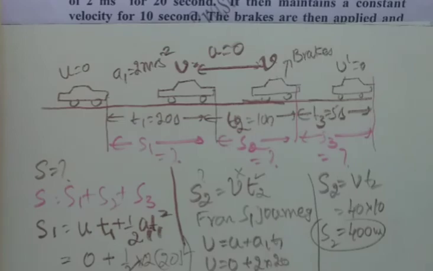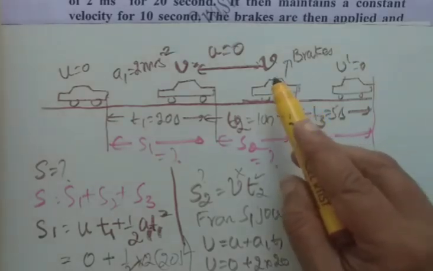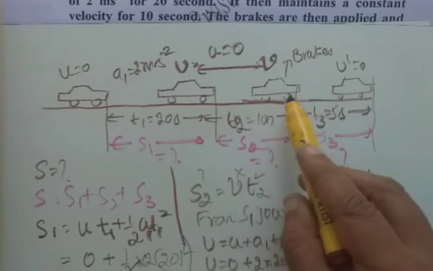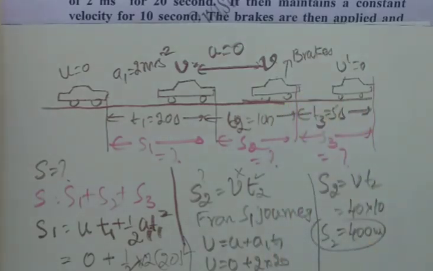Once we know S1 and S2, we think of S3. How to calculate S3? Observe, for the S3 journey, we know the final velocity, V dash, which is 0. And we know the initial velocity, which is the velocity in the S2 journey, that is V, 40 meter per second. So once we know V, T3 is also known. V dash is known, S3 is to be calculated. So can we use S3 equals ut plus half at square? Definitely, but we don't know A.